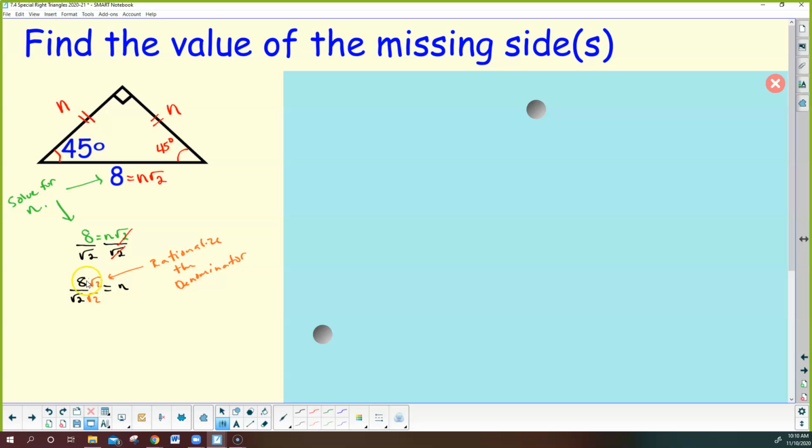Which means we're just timesing both the top and the bottom by the square root of 2. And again, if you understand what's going on, you could skip a couple steps here, but the top part is 8 square roots of 2. The bottom, wait a minute, 2 times 2 is the square root of 4, and the square root of 4 just turns into 2. So this is the part I kind of do in my head.